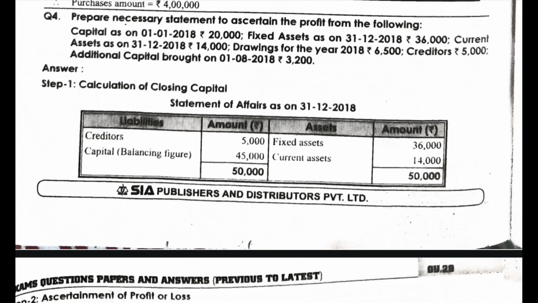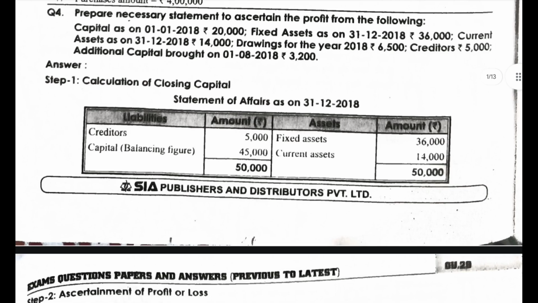Now let's move to the next question. Prepare a necessary statement to ascertain the profit from the following. What you have to find? Profit from the following. So opening capital is given. Fixed assets on 31st December are given as 36,000. Current assets are given, and drawings for the year are given. Creditors and additional capital are also given to us.